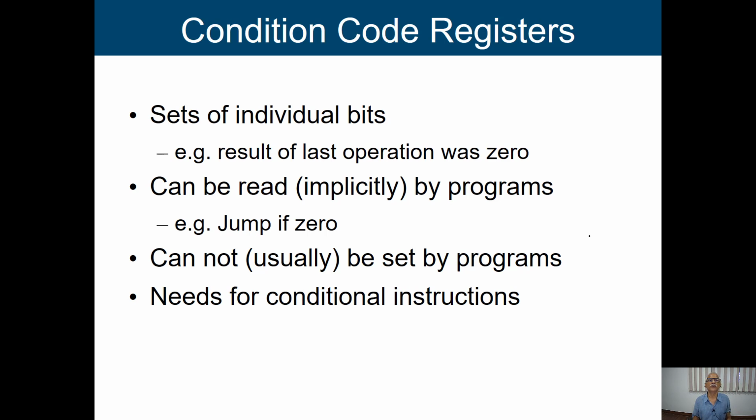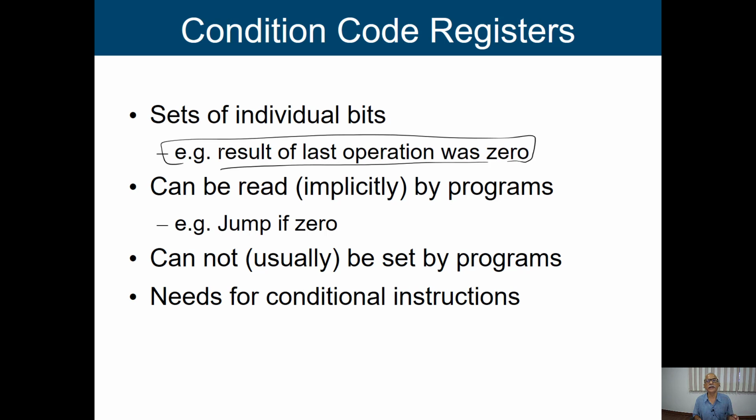Now we have the condition code registers. These are a set of individual bits, for example, the result of the last operation was 0. I will explain this. Condition codes are nothing but some individual bits combined together, and we say this is the condition code register.